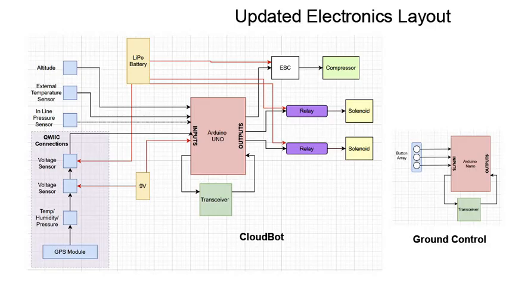Here we can see the full electronics layout for our system. On the left are the onboard CloudBot components. In the middle, you can see the Arduino Uno in red, with all its sensor inputs on the left side and outputs on the right, showing how the relays control the solenoids and the ESC controls the compressor. On the very right side are the components for the ground control system.